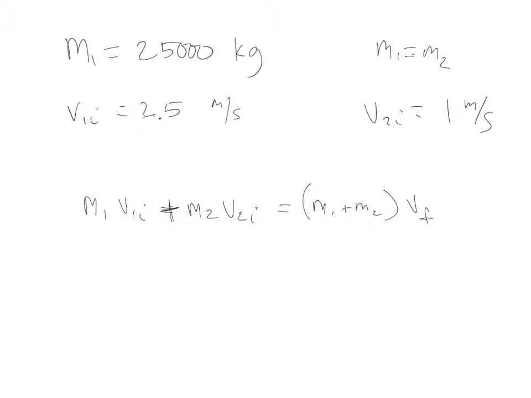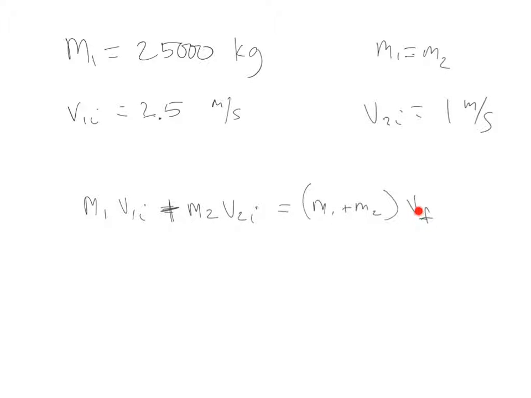Now, if we look at this, are we given all the information we need? Sure, we are. We have all the masses. We've got the initial velocities of the system. We could find the final velocity, VF, right here. We know all of this stuff, but we don't know VF. All you've got to do is plug in here and solve for VF.